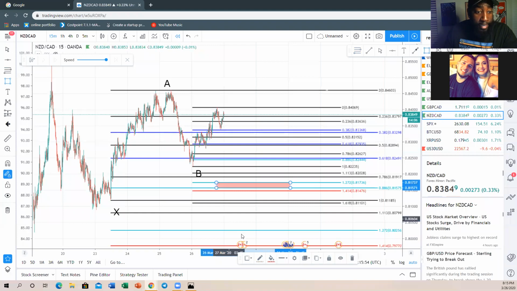This right here is just a guess of where price might go, because since this C point hasn't completely finished, we don't know exactly where it's going to go, but we can make a rough estimate of where it's going to go.